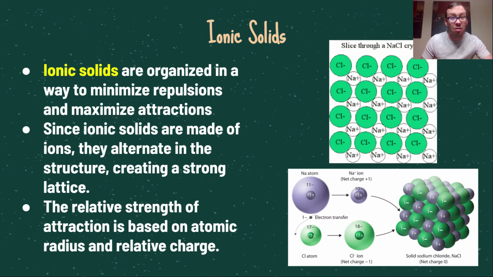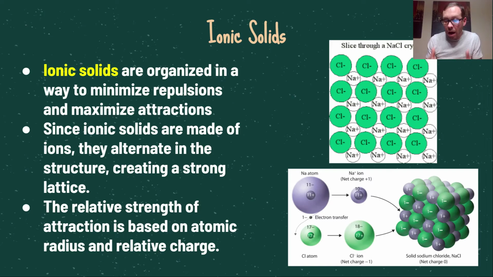Now, ionic solids are solids that come from ionic compounds, and they are organized in a way to minimize repulsions and maximize attractions. Well, what does that mean? Take a look at the right-hand side here. We have positively charged sodium ions that are located in the middle of the crystal structure. But notice they are completely surrounded by negatively charged chlorine ions. The chlorine ions themselves are completely surrounded by positively charged sodium ions. So that's what I mean when they organize themselves in a way that maximizes attractions.